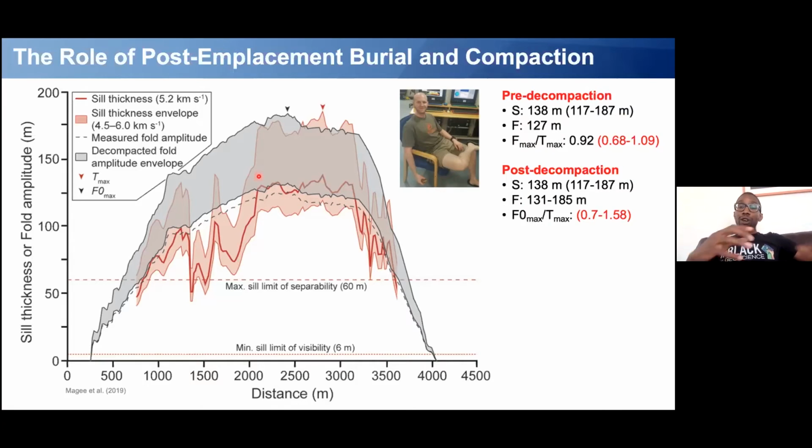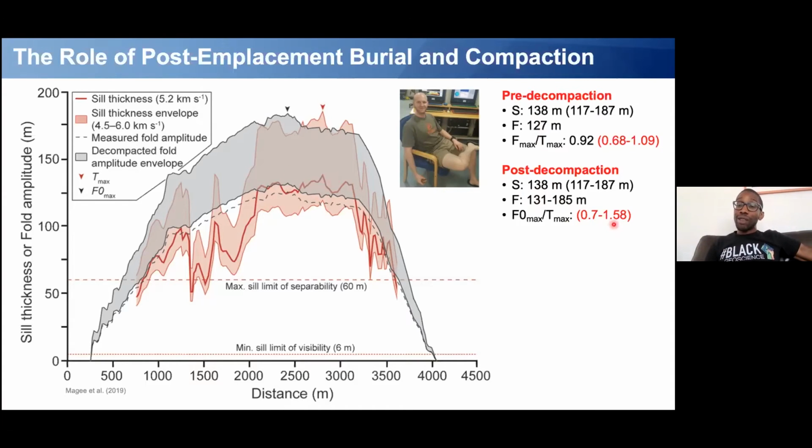What you're then able to do is decompact this dashed grey line. You don't need to decompact the red line, remember, because that's the crystallized sill, but you can decompact the grey line by removing those overburden layers and seeing what that line would have been like at the time of emplacement. And that's what that grey shaded area is: a maximum and a minimum for our knowledge of the host rock compaction parameters. Again, your sill thickness stays the same as it was in the pre-decompaction state. Your fold amplitude, though, grows, and it grows by anything from as small as 4 meters up to about 60 meters or so, because you're fluffing out, if you will, the overburden, the host rock.